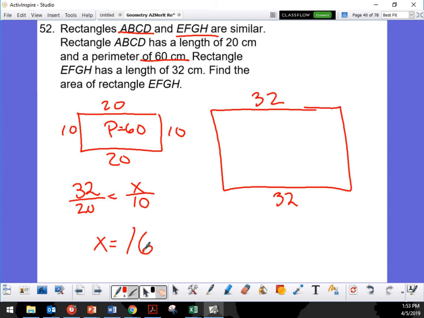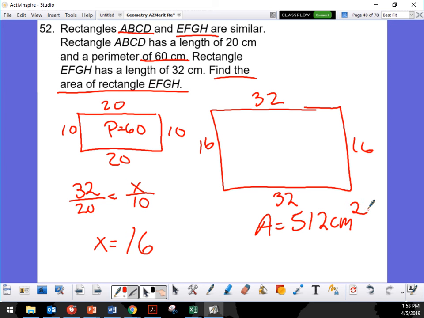So that means this is 16, and what does the question ask for? The area. How do we find the area of a rectangle? Multiply. Length times width, base times height. So we get 16 times 32, which is 512 centimeters squared. Yes.